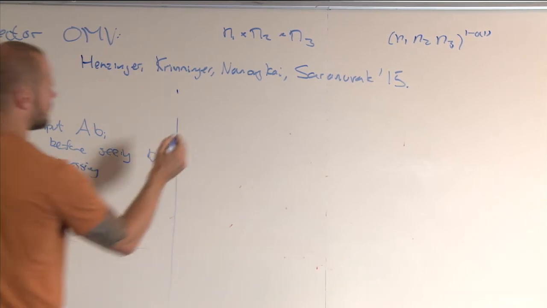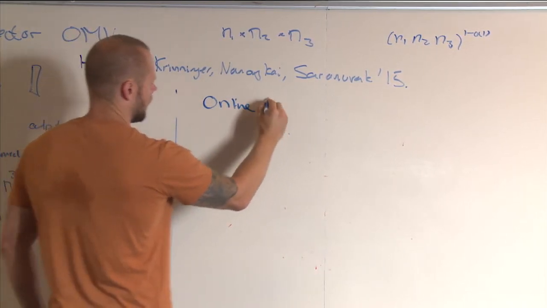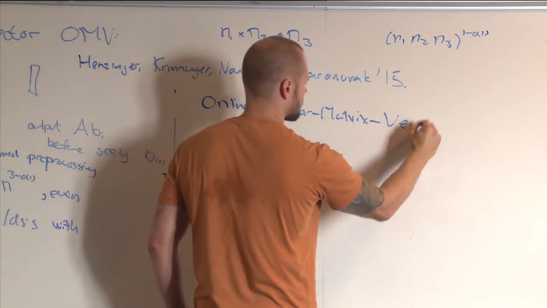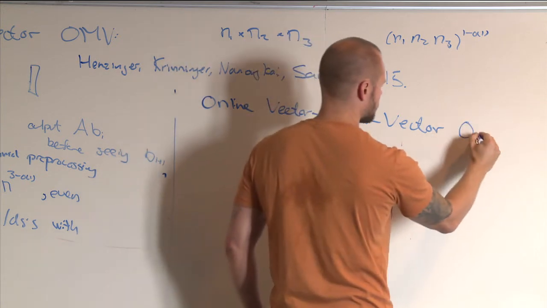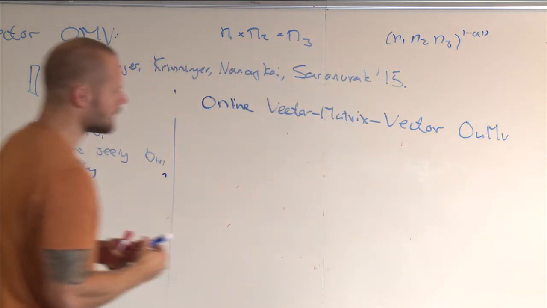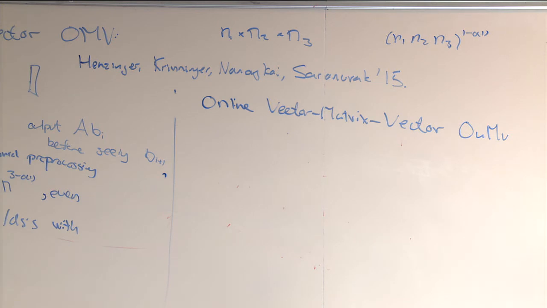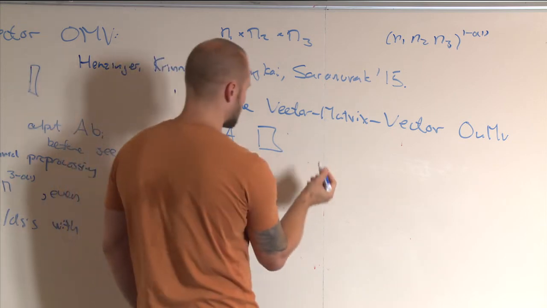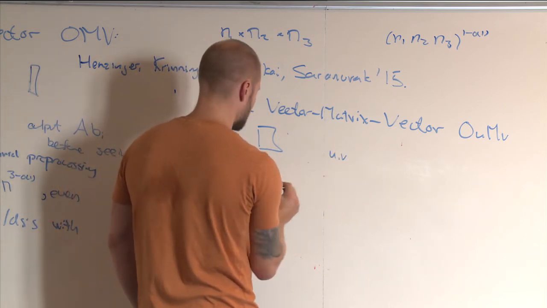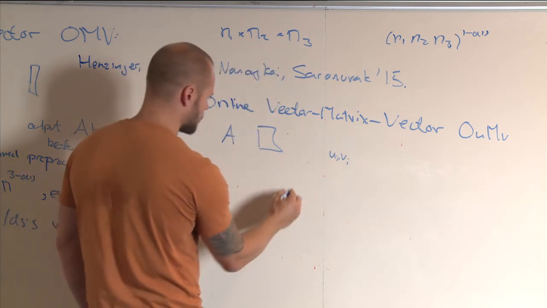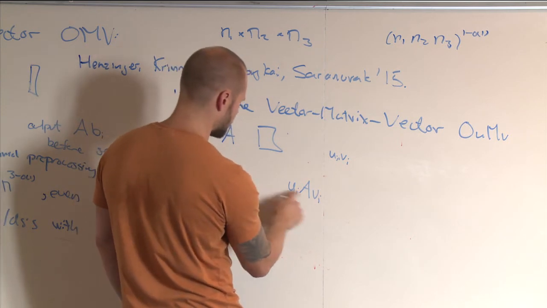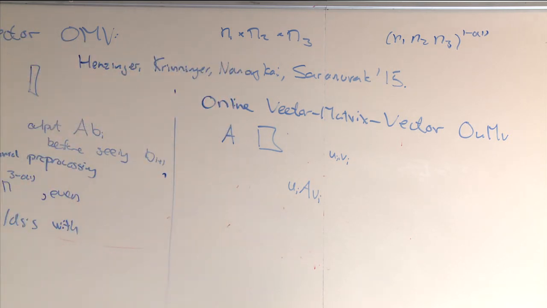This problem is called online vector matrix vector multiplication. I guess they call it OuMv, because you get two vectors, one on each side. The goal is, again, you get this matrix A, n by n, and then you get n pairs u_i, v_i, and you have to output u_i A v_i. This is a column vector, this is a row vector, and you have to output this one before you see the next pair.